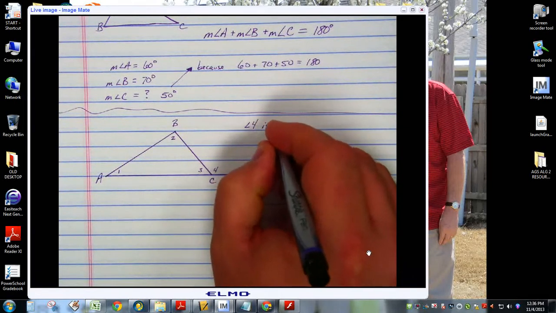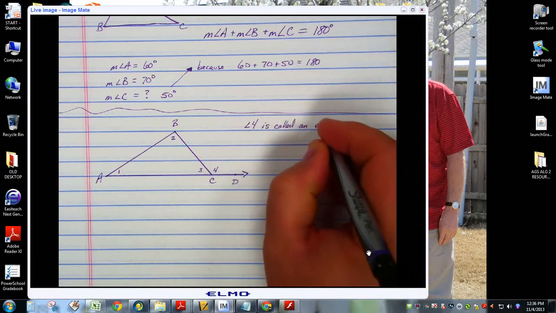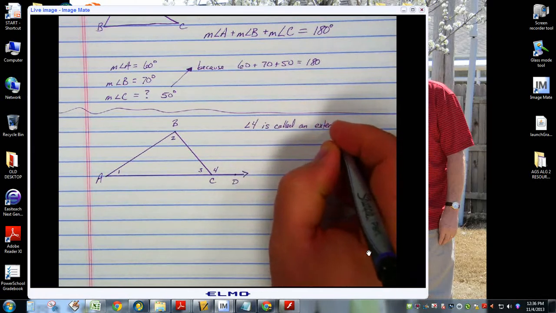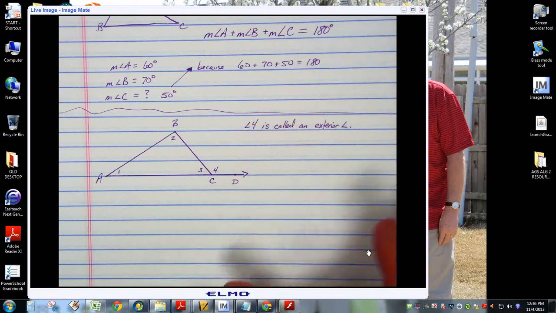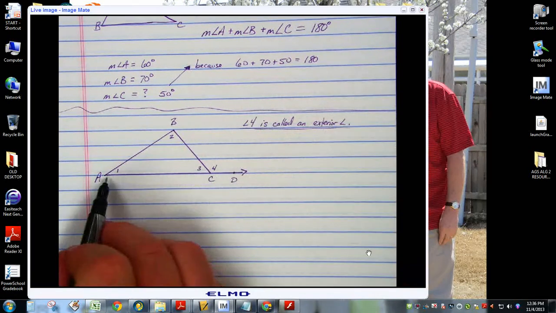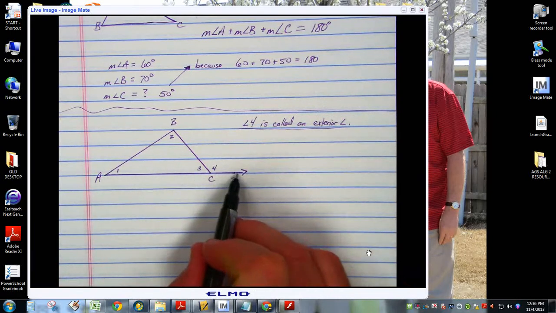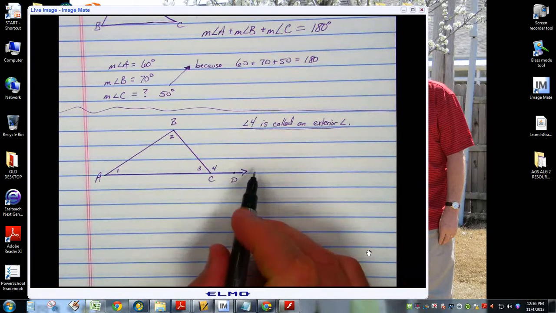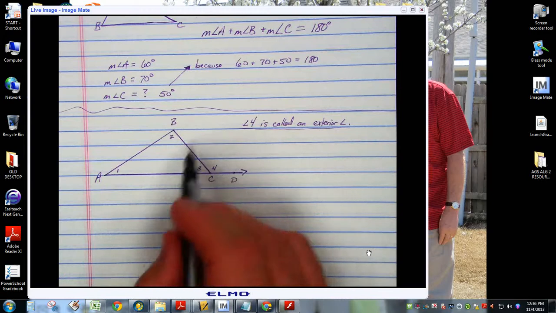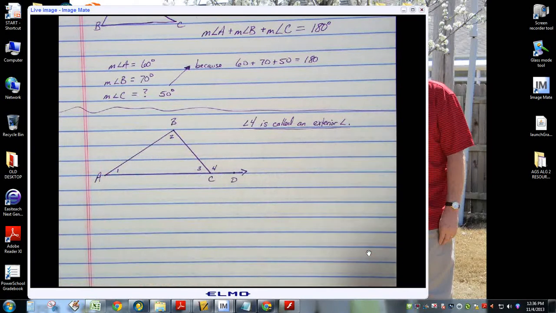Angle 4 is called an exterior angle. The reason it is called that is because if you notice this side AC of this triangle, it extends out, just keeps going, right? It creates an angle on the exterior outside with the other side. So anytime you do that, it's called an exterior angle.